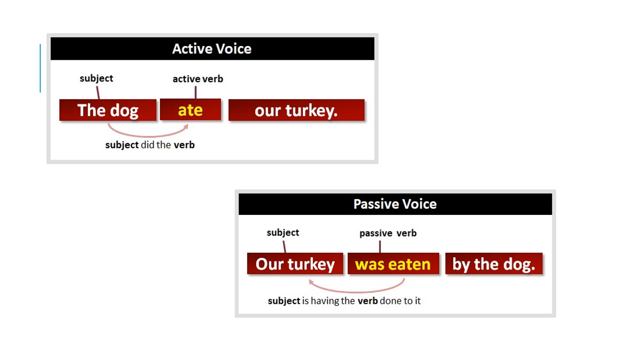But in passive voice, we will see the subject of the sentence becomes the receiver of the action. Our turkey was eaten by the dog. I will not discuss again the sentence constructions of the active and passive voice because I'm really sure that you have already learned and mastered it.